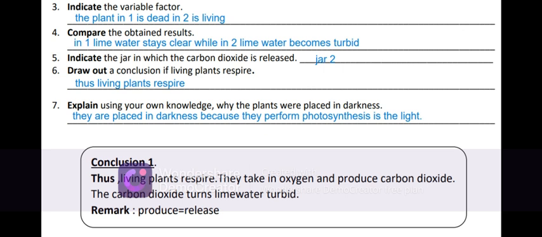So at night, green plants respire. They do not do photosynthesis. They respire like us. They take oxygen and release CO2. Explain, using your knowledge, why the plants were placed in darkness. We placed them in darkness because we don't want them to do photosynthesis, because in the light they will perform photosynthesis and I don't want that to happen.